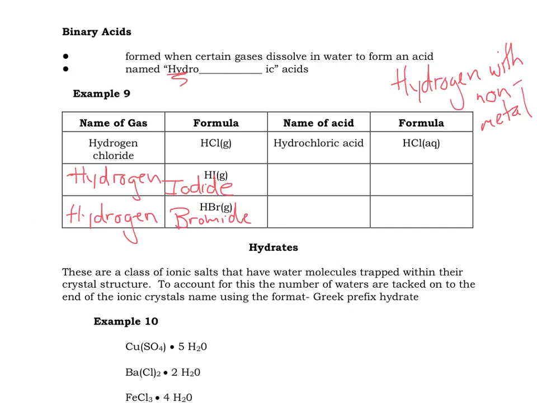But to make it an acid, just like before, I'm going to be dissolving it in water. If I filled a room with hydrogen iodide gas, it wouldn't act like an acid. As soon as I put water in the room and the hydrogen iodide gas dissolved, I would then end up with hydroiodic acid. The difference is going to be the state, gas versus aqueous. So this is going to be hydrobromic acid.